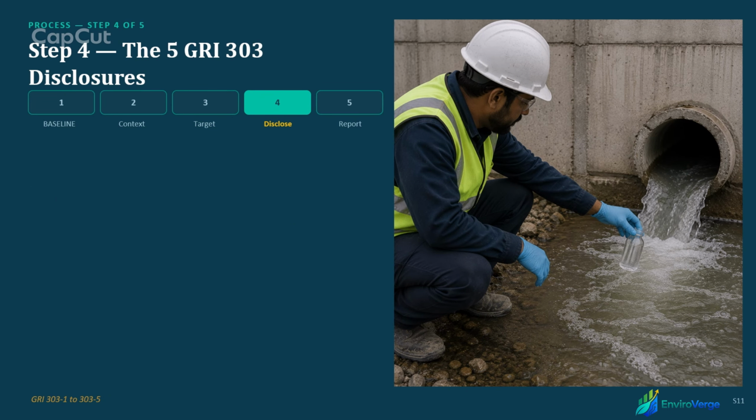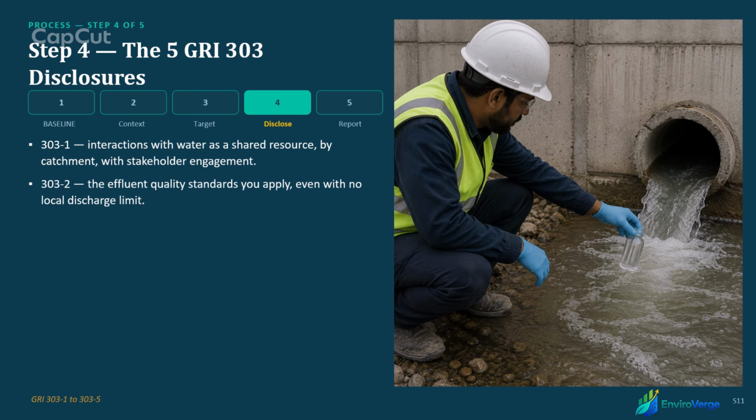Step 4. The 5 GRI 303 disclosures. This is the checklist itself, so take it clause by clause. 303-1. Your interactions with water as a shared resource, by catchment, including stakeholder engagement. 303-2. The effluent quality standards you apply, even in locations with no local discharge limit at all.